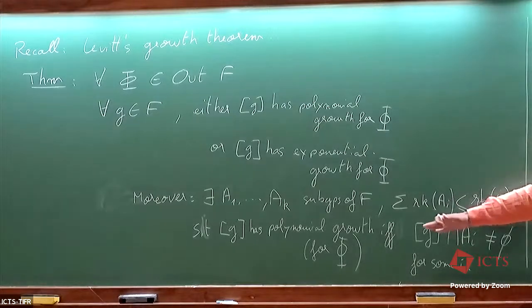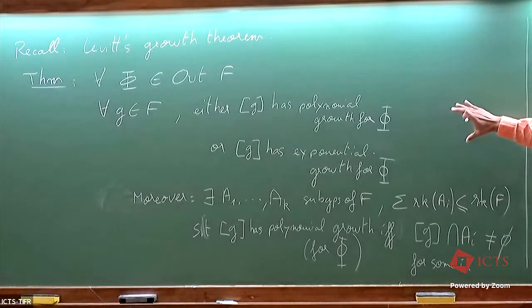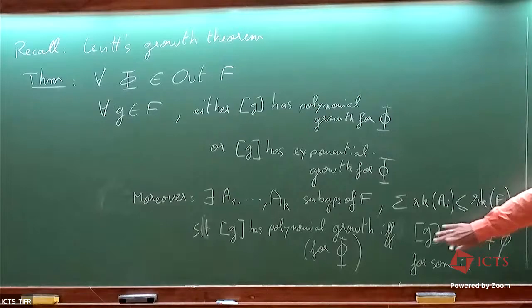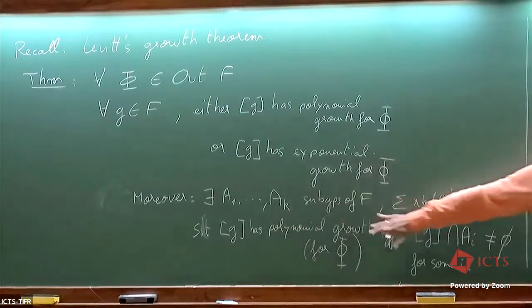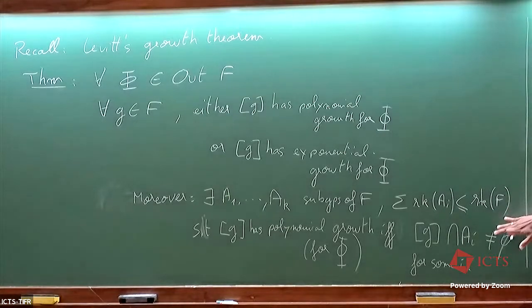And moreover, the polynomial growth arranges nicely in subgroups, meaning that an element is of polynomial growth if and only if its conjugacy class meets one of boundedly many subgroups, depending on phi, and that are somehow simpler than F because the sum of their rank is smaller than the rank of F.